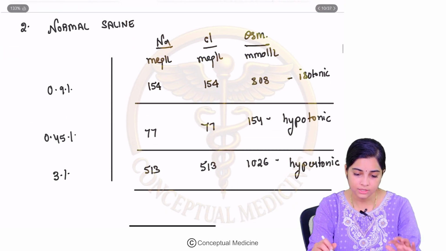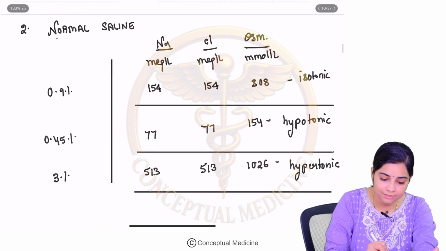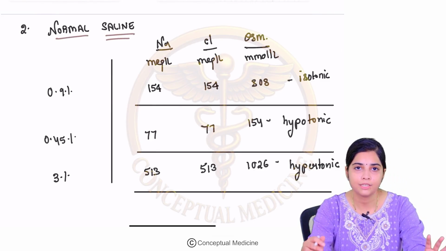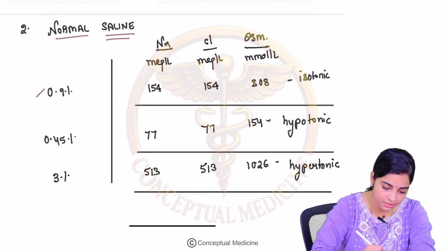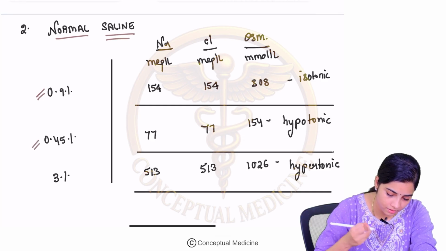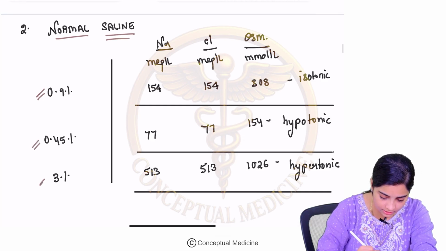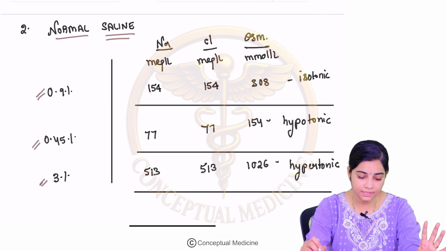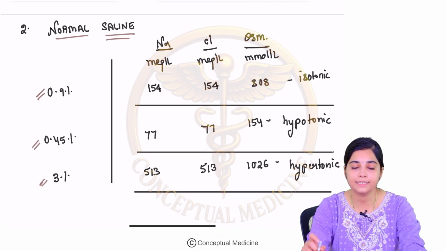Now let us move on to the next IV fluid. The next IV fluid is your normal saline. So the normal saline is available in 3 different concentrations, which is your 0.9%, 0.45% and your 3% normal saline.